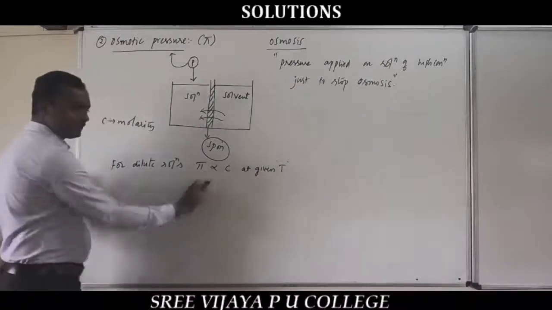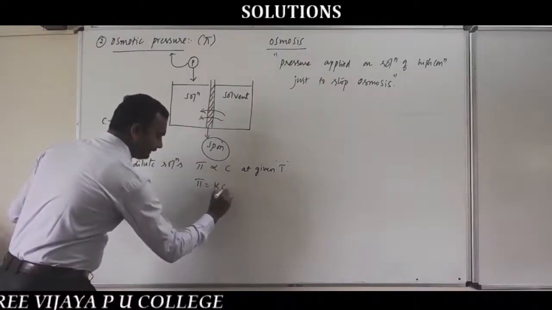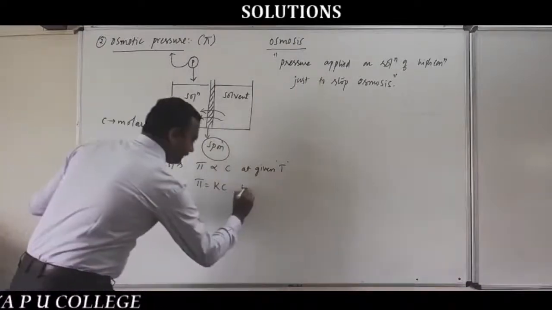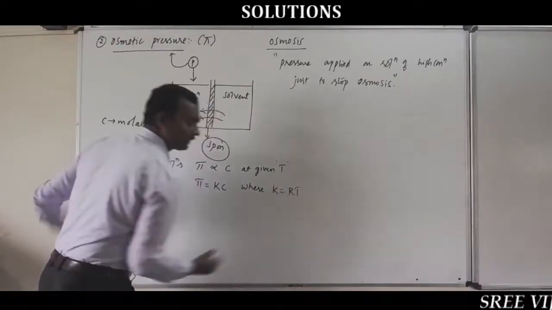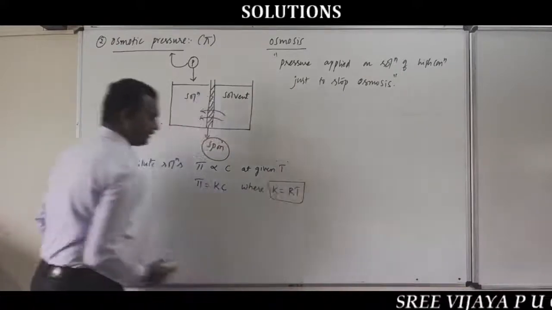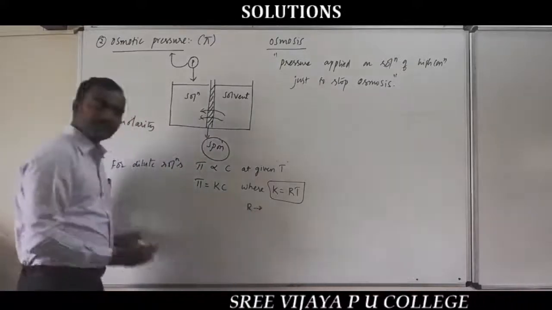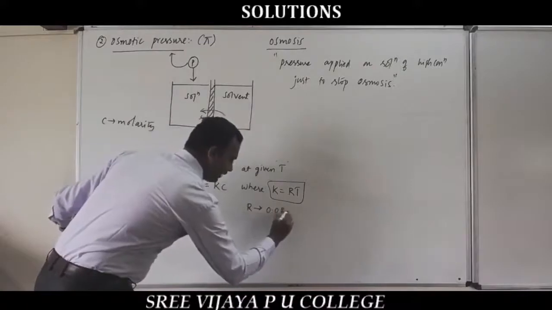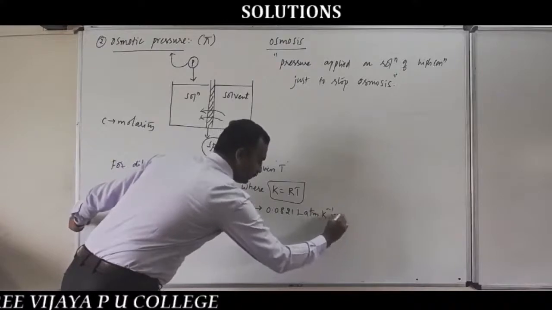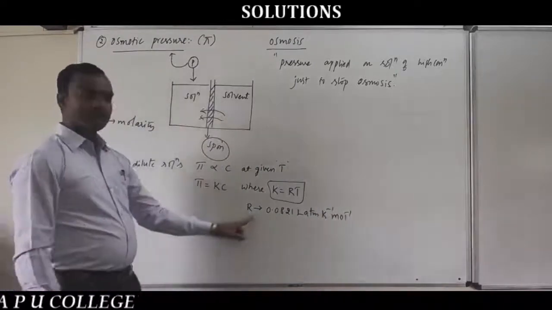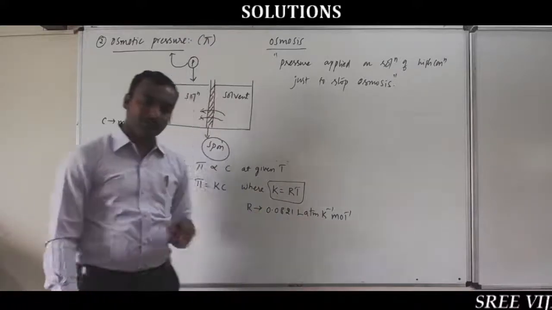Now this proportionality is converted by adding a constant: pi is equal to K into C, where K is equal to R into T. So what is R? R is the gas constant. That value is very, very important: 0.0821 liter atmosphere per Kelvin per mole. That is the R value, gas constant, 0.0821 liter atmosphere per Kelvin per mole. This is very important for problems.